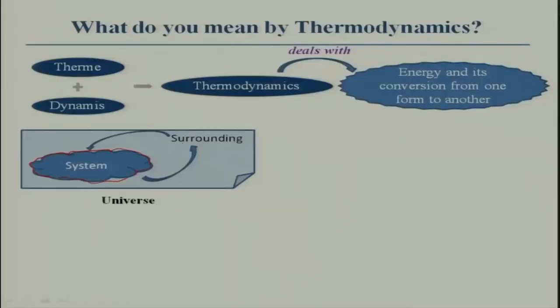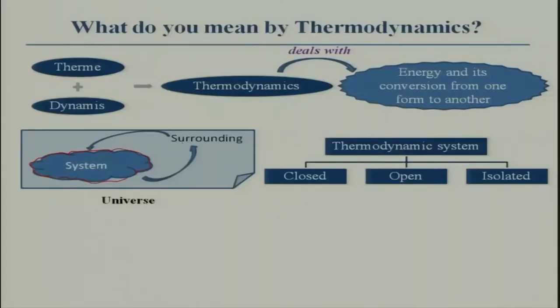Now, as I told you, whenever the system is interacting with the surrounding, some change will be occurring. What are those changes? There will be heat interaction, work interaction, and also mass interaction. Depending on that, we can divide the system into three categories: one is the closed system, another is the open system, and the other is the isolated system. That all of you know, right?